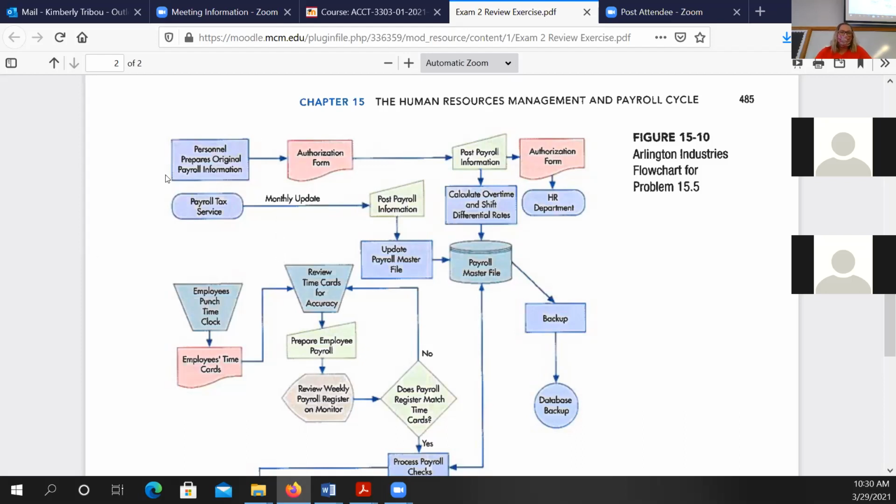The authorization form, yep. And who remembers what purpose the authorization form serves? It is a control. Documents become a part of the control process. Yeah, we're adding new employees here.